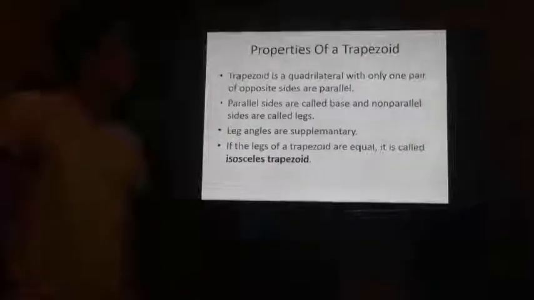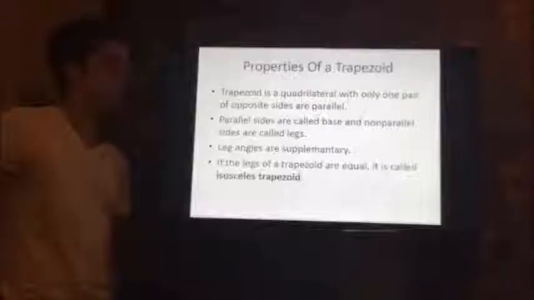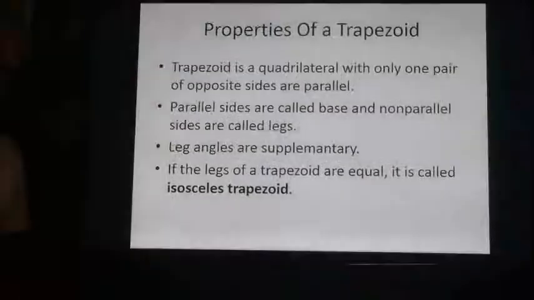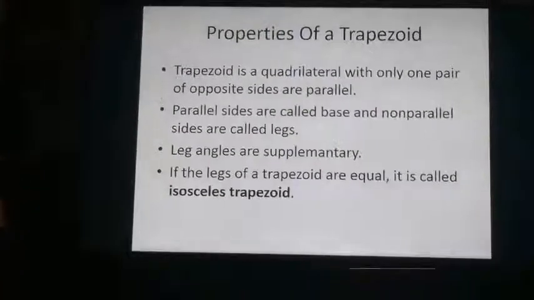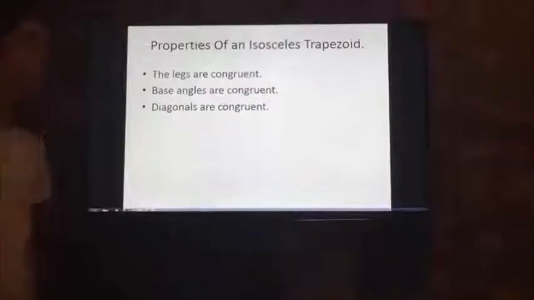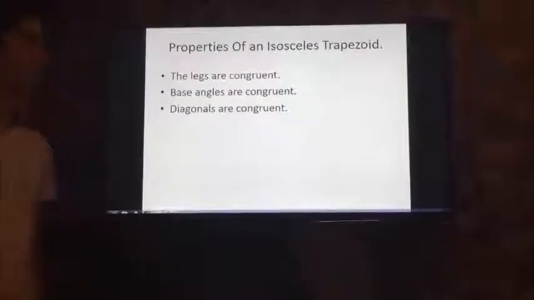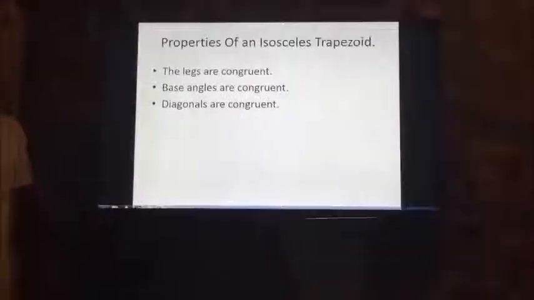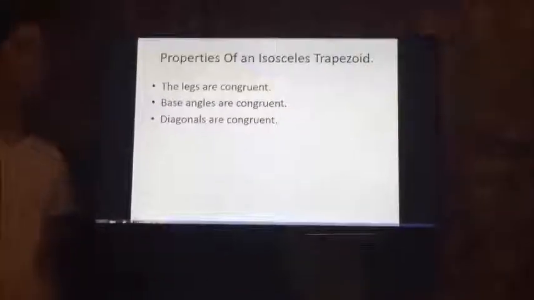Properties of a trapezoid. A trapezoid is a quadrilateral with only one pair of opposite sides parallel. Parallel sides are called bases and non-parallel sides are called legs. Leg angles are supplementary. If the legs of a trapezoid are equal, it's called an isosceles trapezoid. Properties of an isosceles trapezoid: the legs are congruent, base angles are congruent, diagonals are congruent.